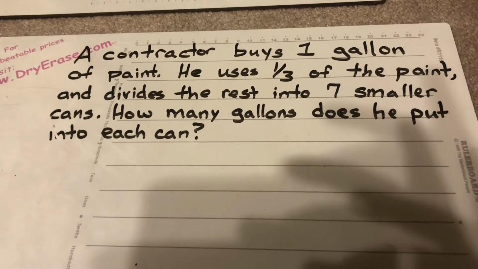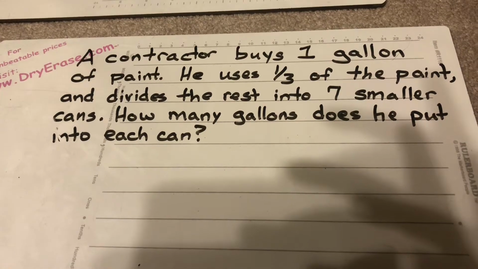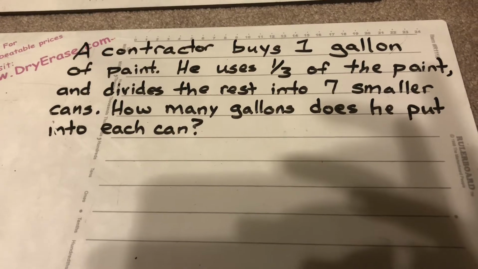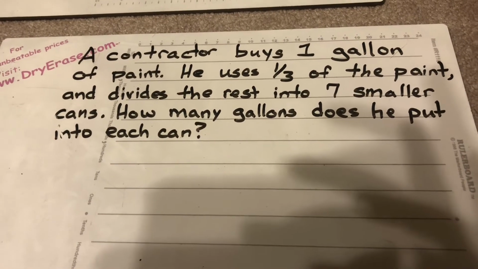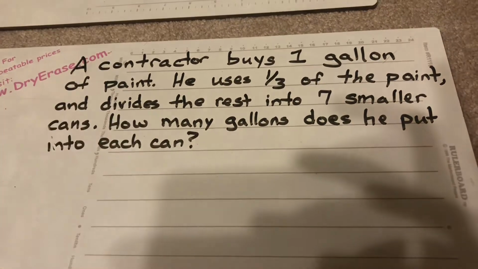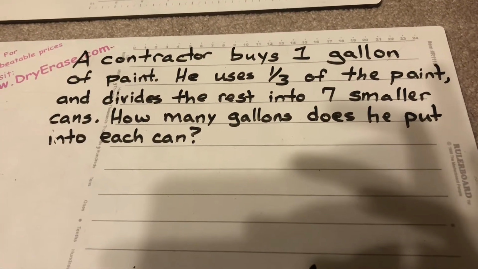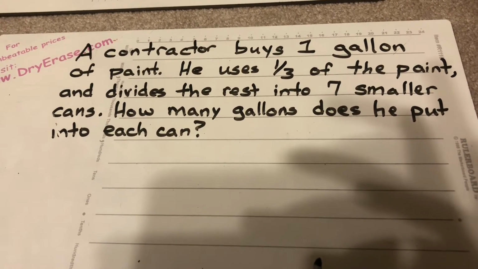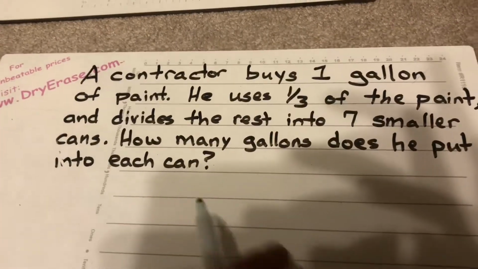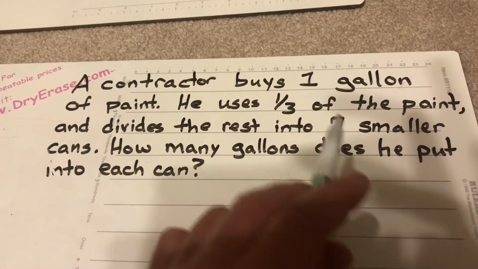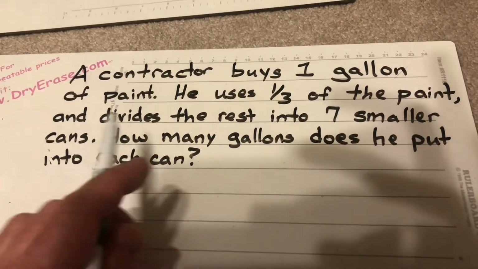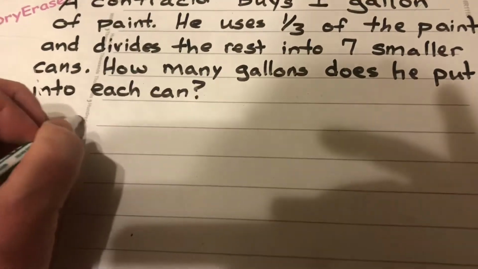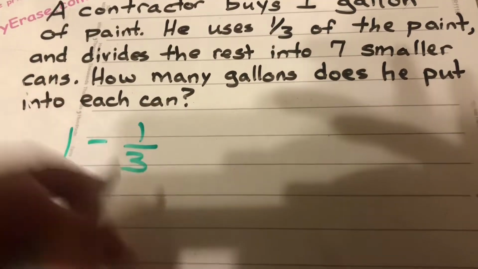A contractor buys 1 gallon of paint. He uses 1/3 of the paint and divides the rest into 7 smaller cans. How many gallons does he put into each can? Well, it's going to be a two-step problem. So once again, a contractor buys 1 gallon of paint. He uses 1/3 of the paint and divides the rest into 7 smaller cans. How many gallons does he put into each can? First of all, he has 1 gallon of paint and he uses 1/3 of the paint and divides the rest. So the first thing we're going to have to figure out is what 1 minus 1/3 is.